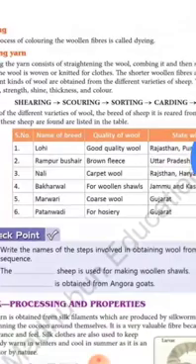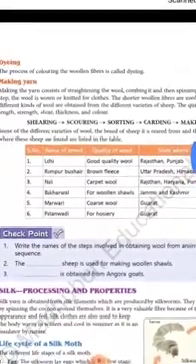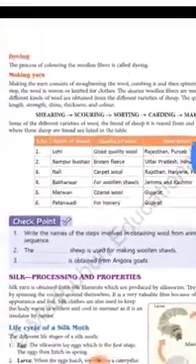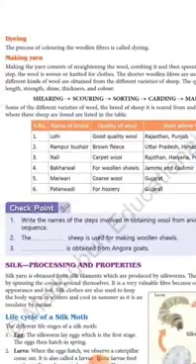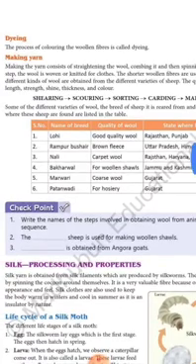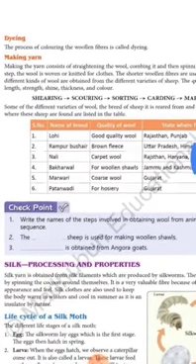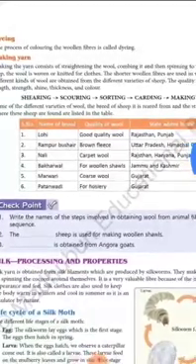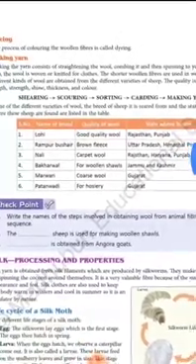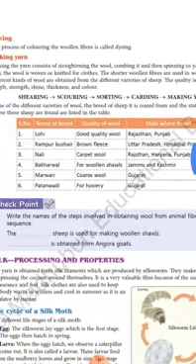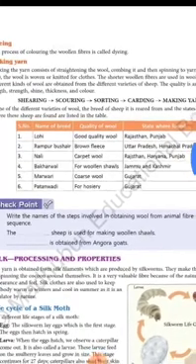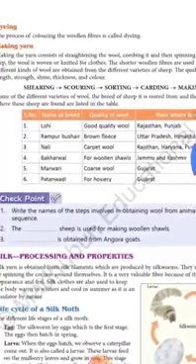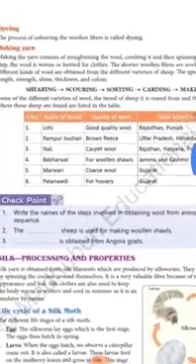Different kinds of wool are obtained from different varieties of sheep. The quality depends on the length, strength, shine, thickness and color. So that is about the steps. Basically there are five main steps involved in the production of wool. Number 1, shearing. Number 2, scouring. Number 3, sorting. Number 4, carding. And number 5, making yarn.